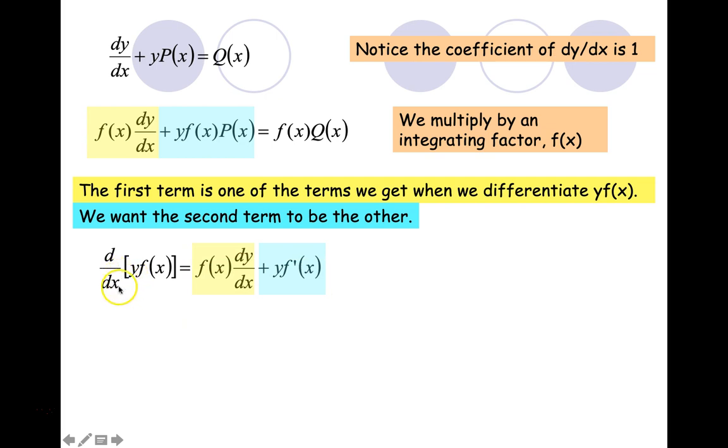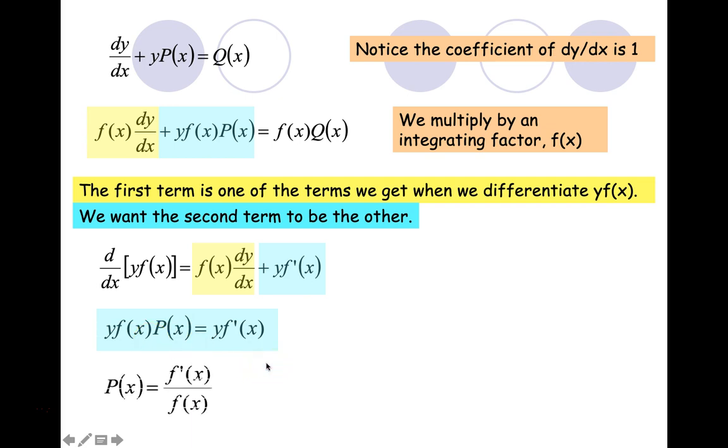So d over dx of this should be this plus y f prime. So f prime must be equal to f of x times p of x, right? f prime of x should be f of x times p of x. So p of x should be f prime of x all over f of x. Now we can use this last equation to find f of x.